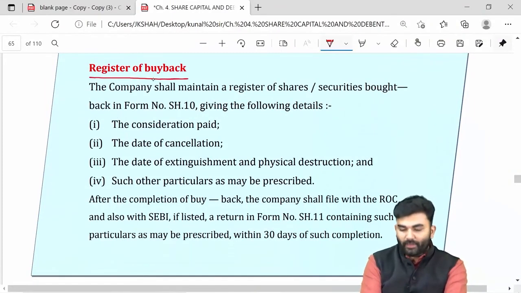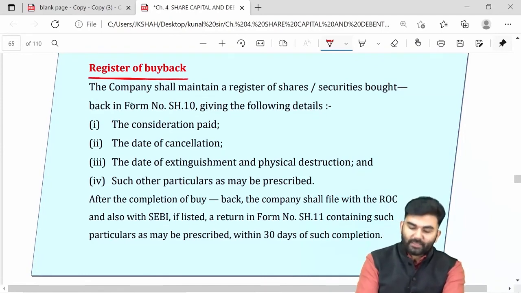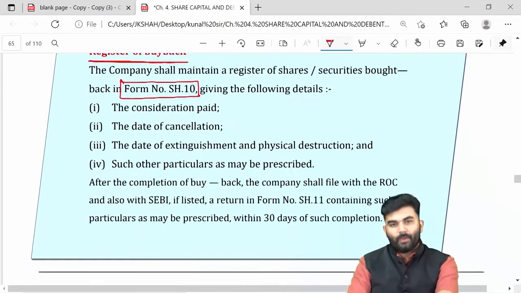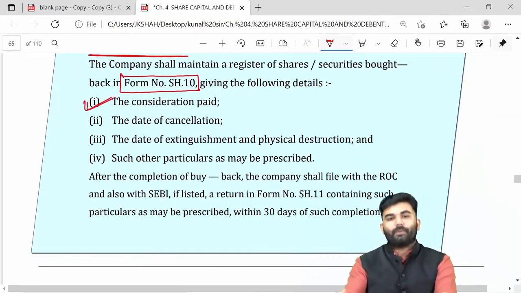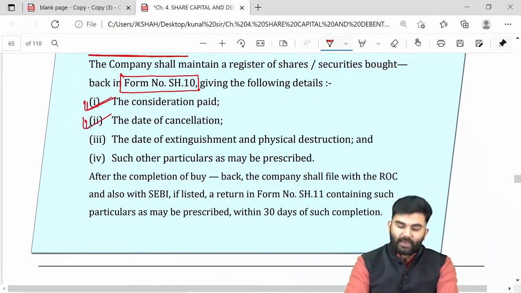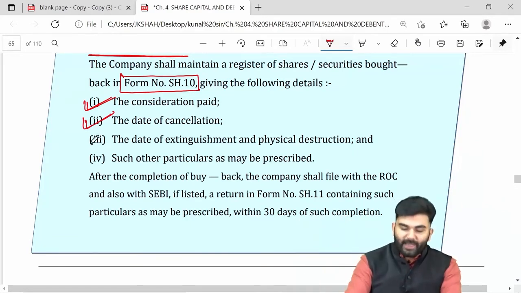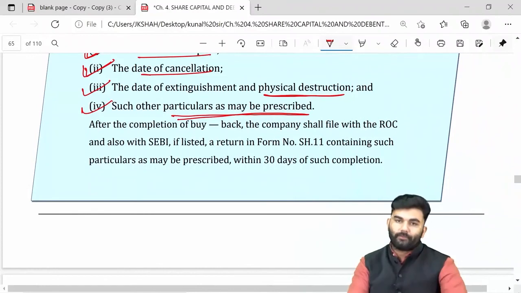The company over here needs to maintain a register of shares bought back. The register will be as per form number SH10, wherein the company will have to mention the details about the consideration the company has paid for buying back the securities, the date when the name of the person got struck off from the register of members, the date when the securities were physically destroyed, and such other details which may be prescribed from time to time by the lawmaker.